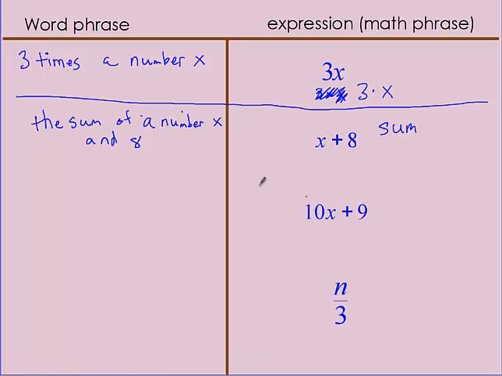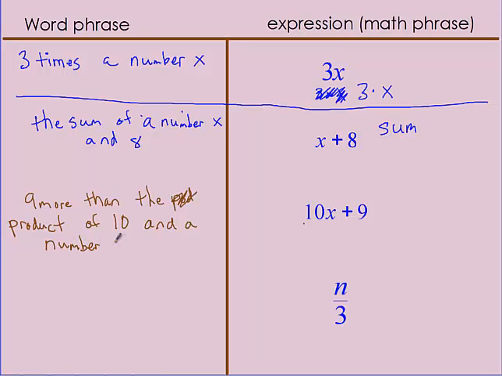Next one, 10x plus 9. Well, we got this sum going on here. We could use sum again, or let's change it up. We'll do the more than. So it's going to be 9 more than what? Well, it's 10x. 10 times x? Let's call that a product this time. 9 more than the product of 10 and a number x. So just being consistent here. And yeah, you could use different language. It doesn't have to be exactly what I do.